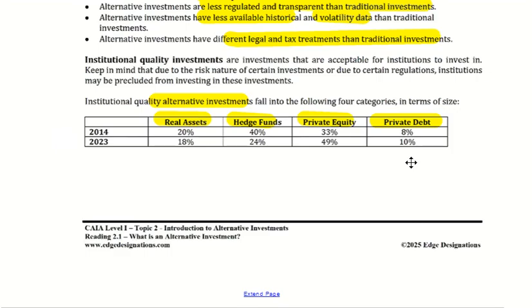If you look at where the growth has been and where the fall off in growth has been, typically speaking, if you look at hedge funds over there, quite a sharp decline in hedge funds over the years, from 40% down to 24%. Private equity nicely up, and private debt up as well. Real assets, a small fall off, but nothing too much over there.